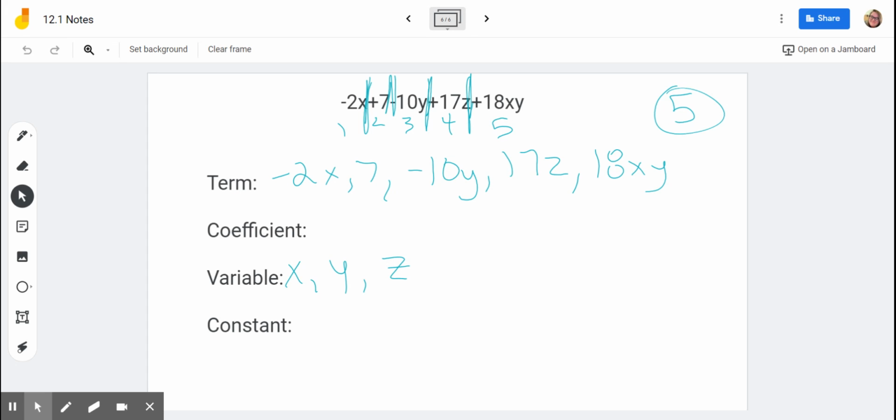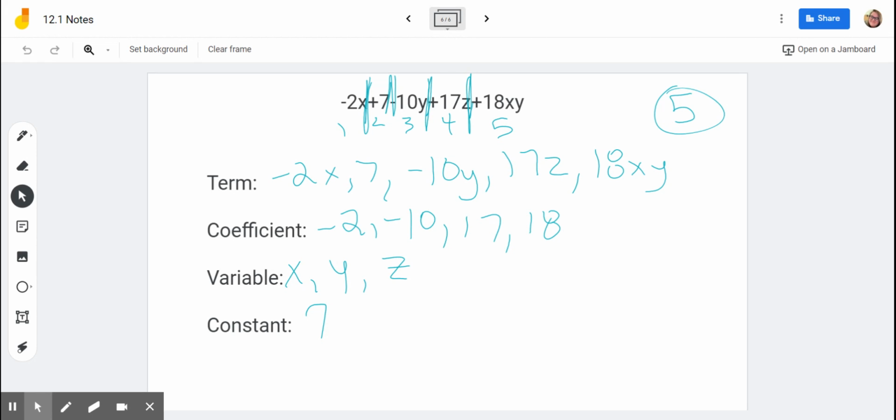Now for my coefficients, I'm going to have 4 different coefficients. I'm going to have negative 2, negative 10, 17, and 18, just the numbers in front of the variables. For my constant, what's the number without a variable? 7, right. So I'm going to have 7. And then I have 5 terms.